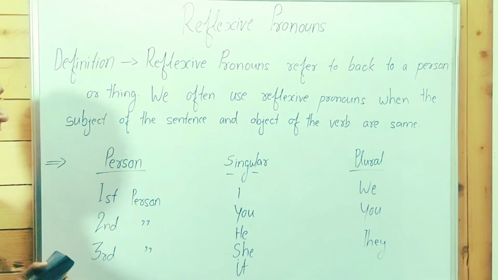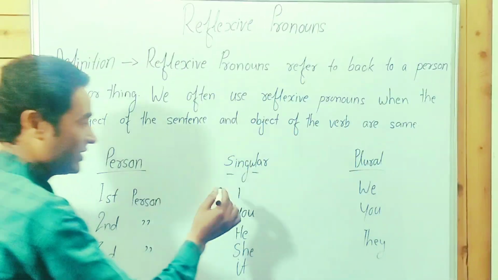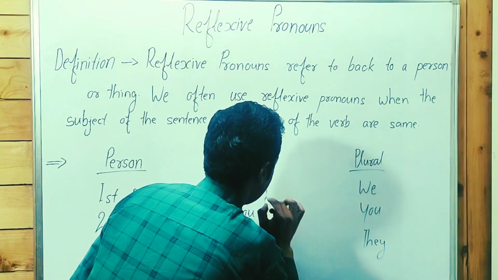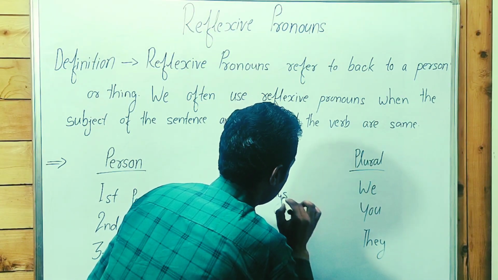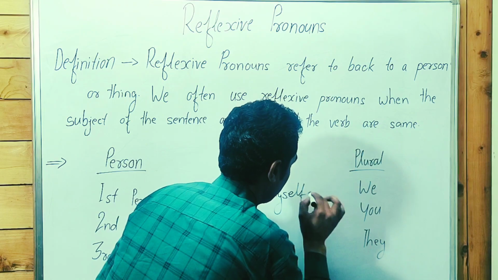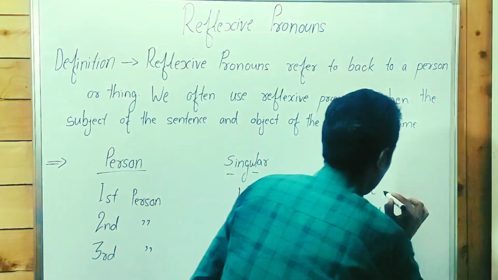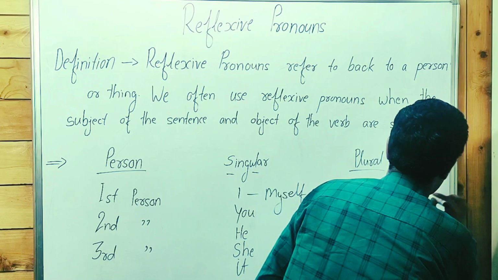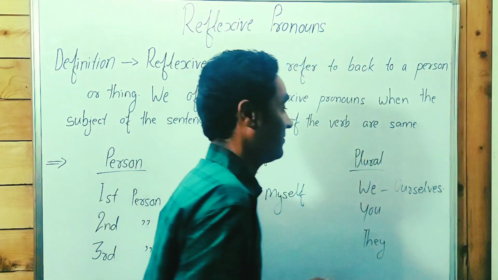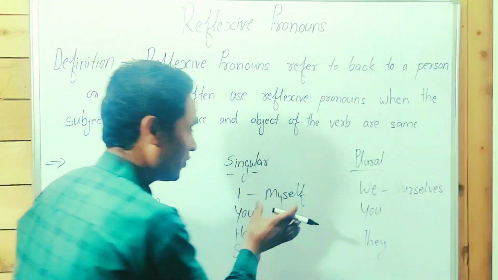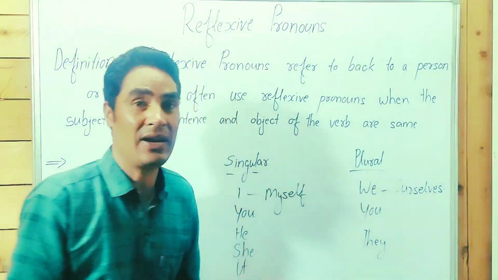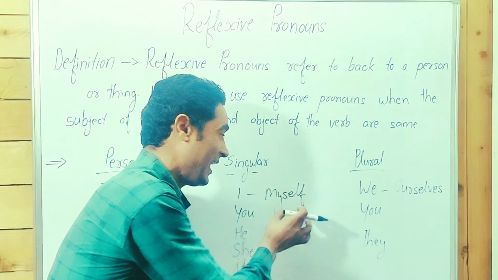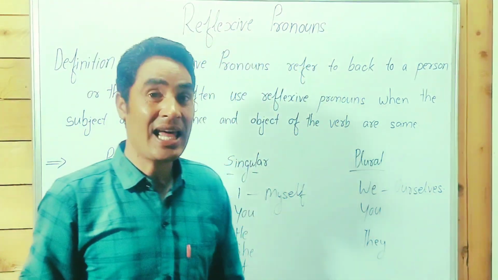Now we are going to learn about reflexive pronouns. I, first person. Its reflexive pronoun is myself. Guys, point to be noted: myself. And when we talk about we, ourselves. Let me write. Ourselves. Why ourselves? Guys, here I: my plus self. These are compound pronouns. My plus self, myself; our plus selves, ourselves.